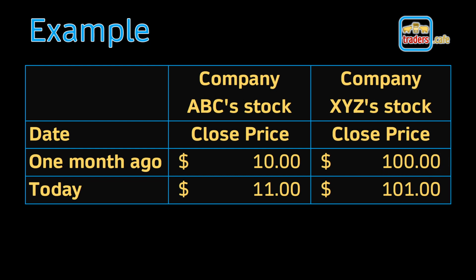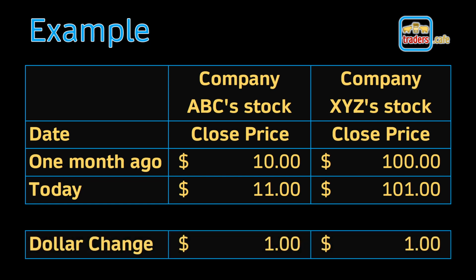Well, one approach to answer this question is to calculate the price change for each company's stock. For ABC, it would be today's closing price of $11 minus its one month ago price of $10, resulting in a $1 change. And for XYZ, it would be today's closing price of $101 minus its one month ago price of $100, also resulting in a $1 change. So, did they provide the same return? Well, it may be the same dollar return.